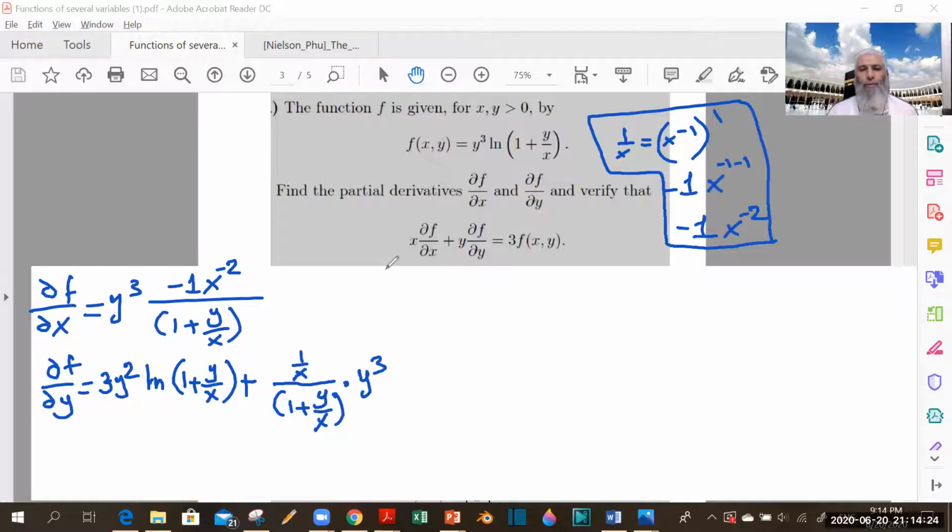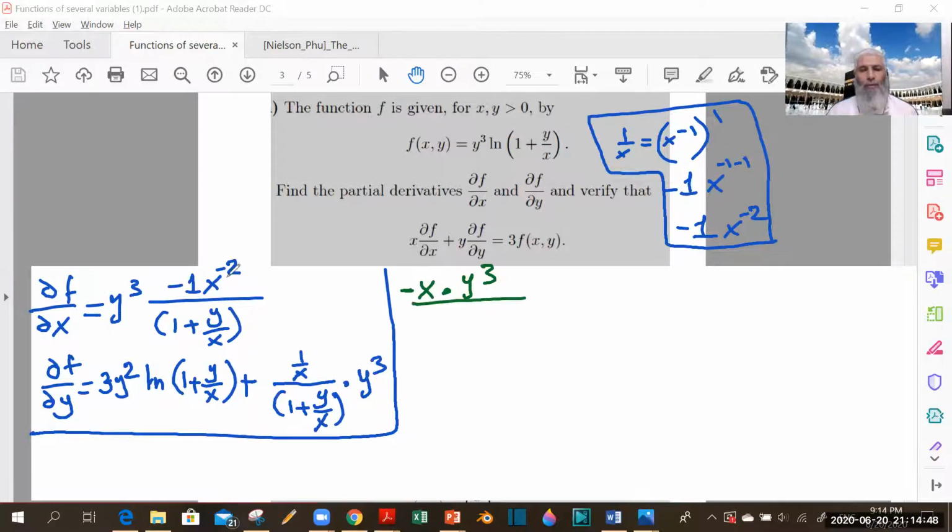Now we need to prove this. This is x multiplied by df dx. What is df dx? It's y cubed, and we have a negative sign, divided by x squared in the denominator, multiplied by 1 plus y over x. Plus y multiplied by 3y squared. Multiply all this.